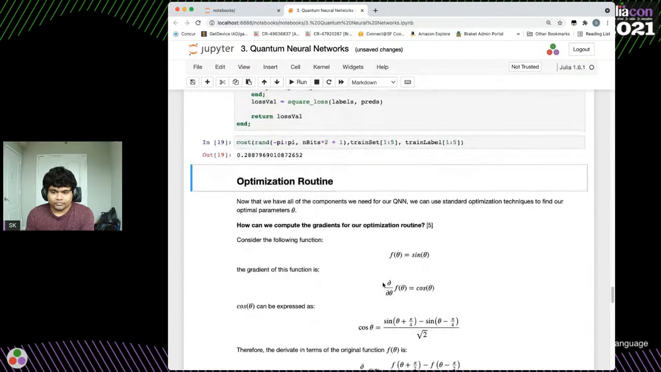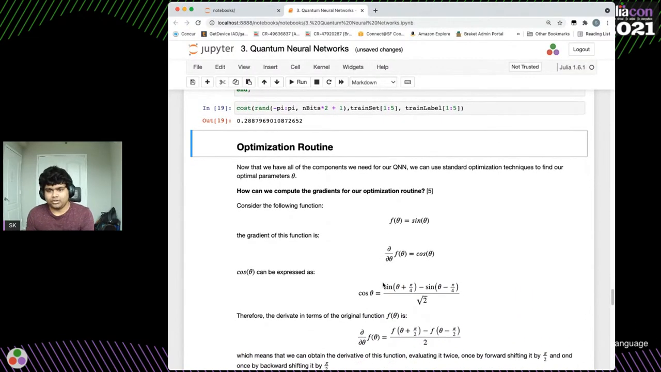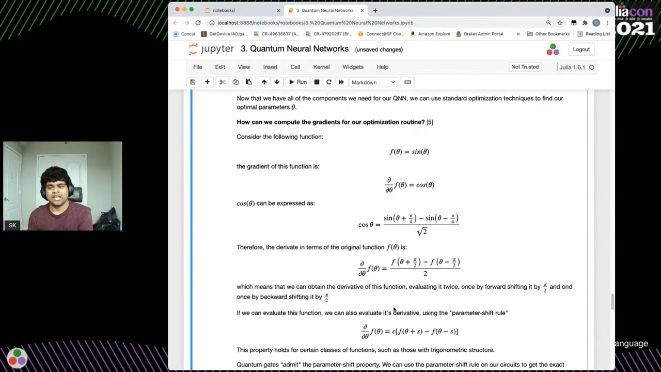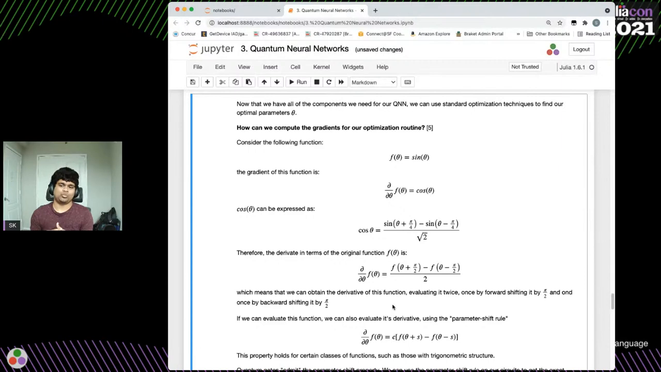So let's talk about the optimization routine, right? Because this is the most interesting piece of this puzzle, which is how do you optimize a quantum machine learning model, right? So the simple answer is that we can use gradient descent as our optimization routine, but we would need to find a smart way to find the gradients for our quantum circuit itself, right? So if you take your quantum circuit, then you want to differentiate that quantum circuit over some set of parameters.